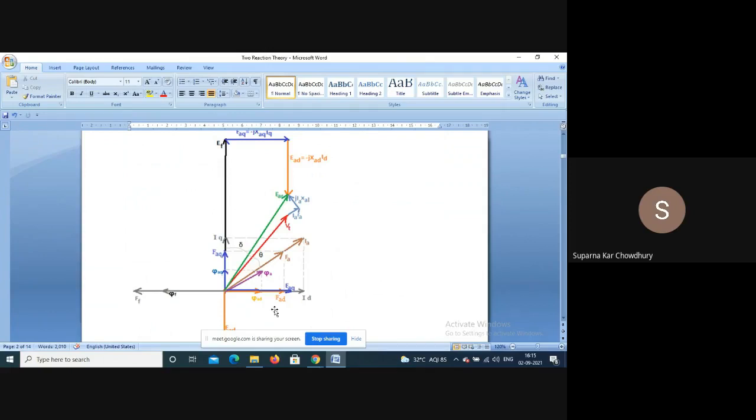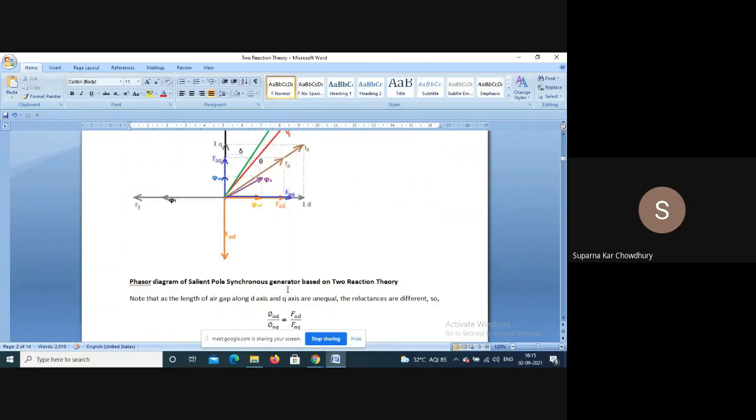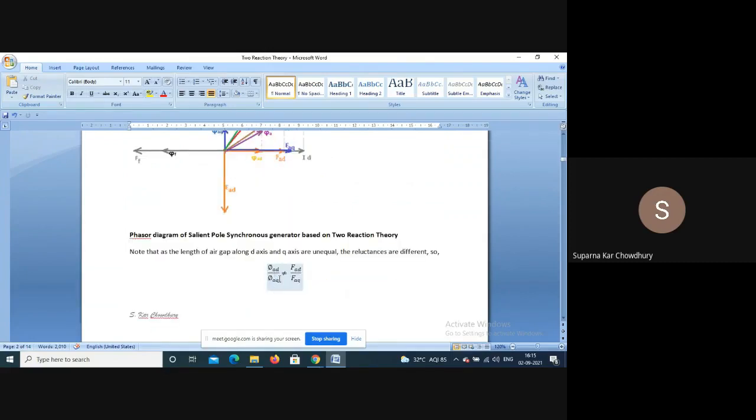However, as the reluctance is not constant along the quadrature axis and direct axis, the ratio of the direct axis and quadrature axis flux, phi AD by phi AQ, is not equal to FAD by FAQ. But in the case of a cylindrical rotor, they were equal because the reluctance was constant.